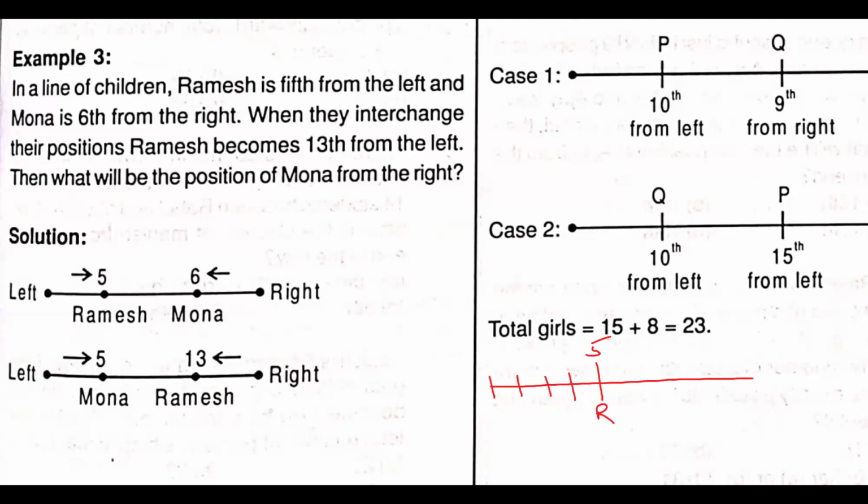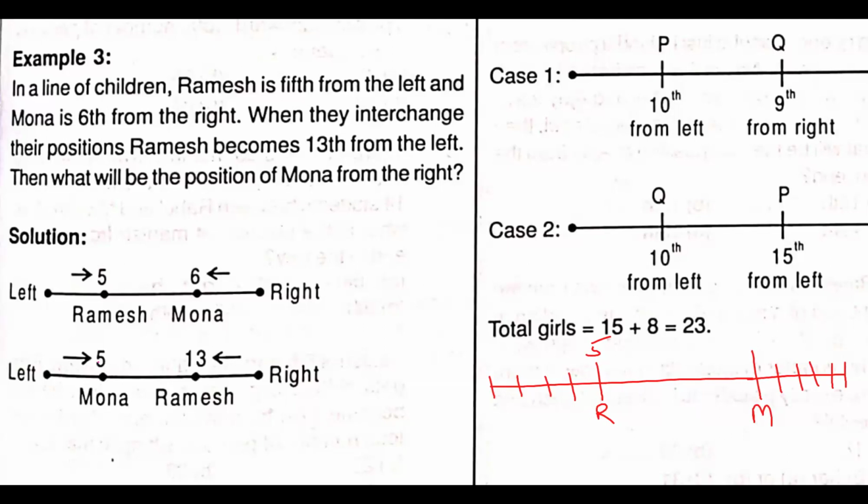Then what else is given? That Mona is 6th from the right. Now we do not know how many total people are sitting in this row, but we are also given this information that if we count from the right, then Mona is 6th from the right. That means 1, 2, 3, 4, 5, and if we count 6 from the right, this is Mona. 1, 2, 3, 4, 5, 6. I've just placed 5 people to the right of Mona because Mona is 6th from the right. This much understood? Yes, ma'am.